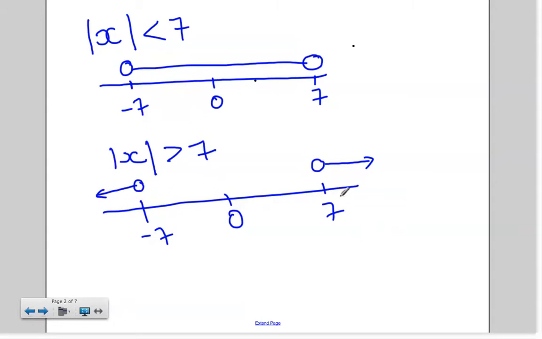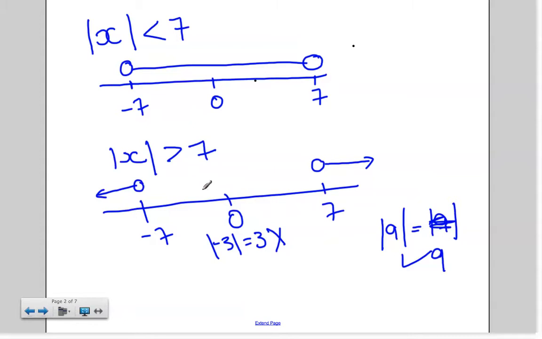Now let's just test it with some numbers. I'm going to pick a number in this range. So 9, for example. The absolute value of 9 is 9, and 9 is actually bigger than 7. So that does fulfill the inequality. Let's try something in this range now. So maybe minus 3. The absolute value of minus 3 is 3. That doesn't satisfy the inequality, so it shouldn't be in the solution. Whereas over here, if I try minus 9, the absolute value of minus 9 is 9, which is greater than 7. So again, that does satisfy my inequality.